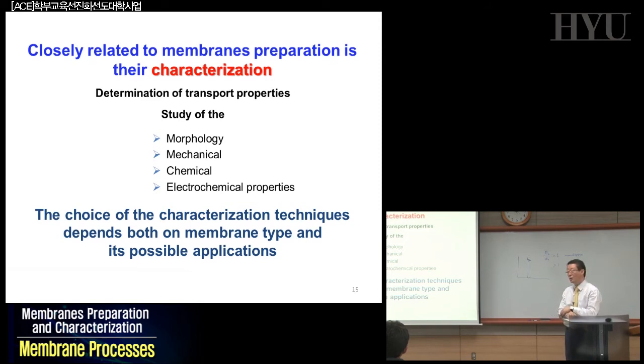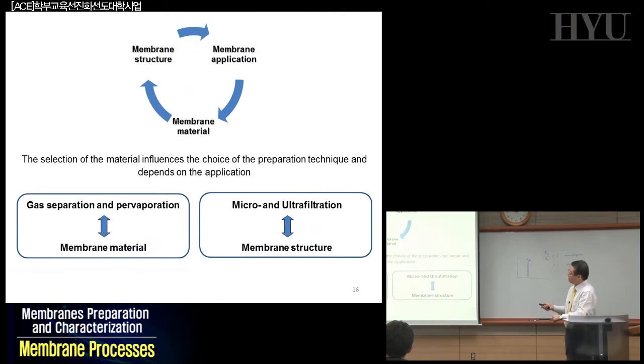Okay? Although you make a film, you make a hollow fiber, if it's not strong enough, then you cannot make membrane modules. So mechanical properties are very important. Chemical resistance and electrical property will be important for some applications where the resistance is required. So the membrane itself is important, I said, and the membrane materials, whether you have a polymer, whether you have a choice of metals, whatever, the membrane materials are very important.